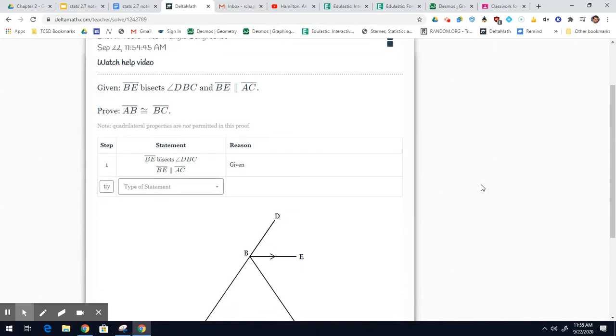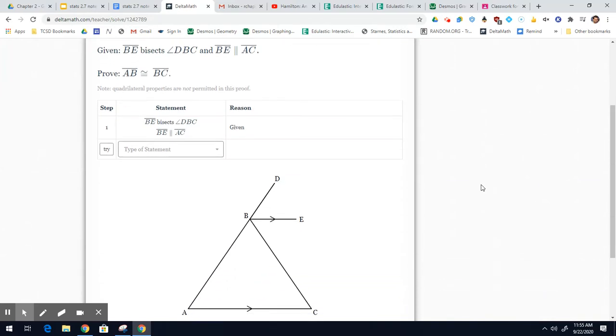All right, so honors geometry, I want to do one of the proofs with you as well. So here's the proof. Given that segment BE bisects angle DBC and that segment BE is parallel to segment AC, prove that segment AB is congruent to segment BC.